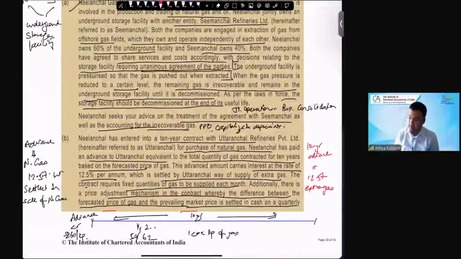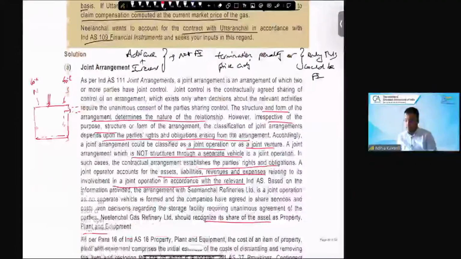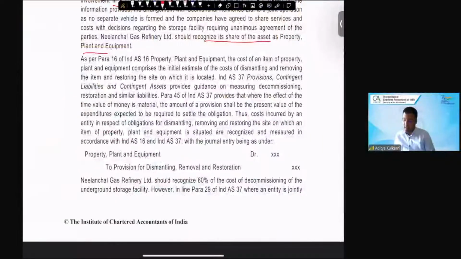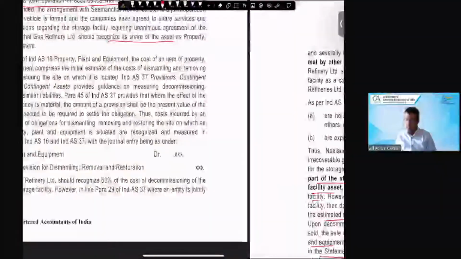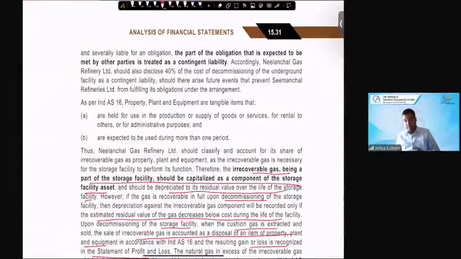The storage facility should be decommissioned. So whatever is your decommissioning obligation, Neelanchal should recognize 60% of that. But where it is a joint and several facility, I will record my 60% as a liability and the remaining 40% as a contingent liability. That's right. So Neelanchal Gas should also disclose 40% of the cost of decommissioning of the underground facility as a contingent liability. Are you able to understand?